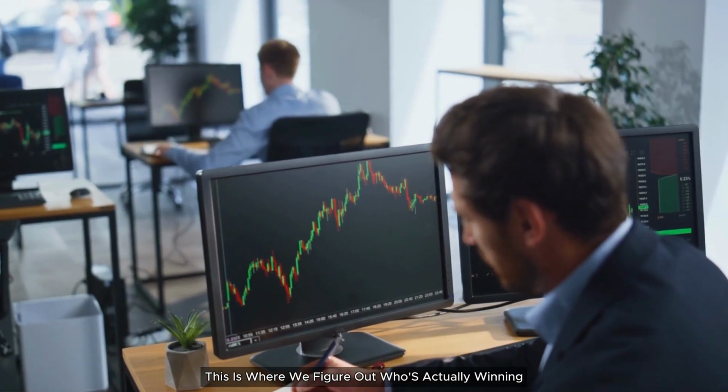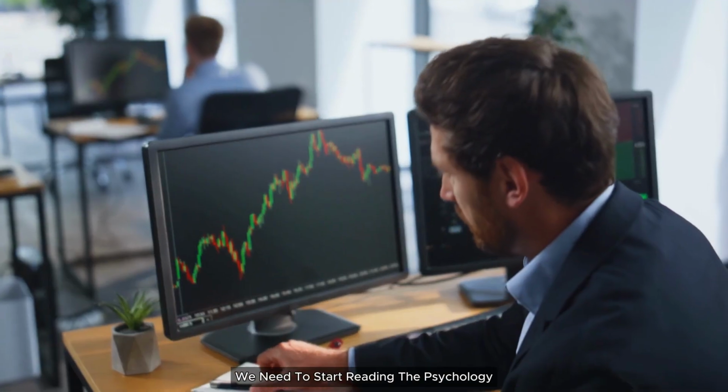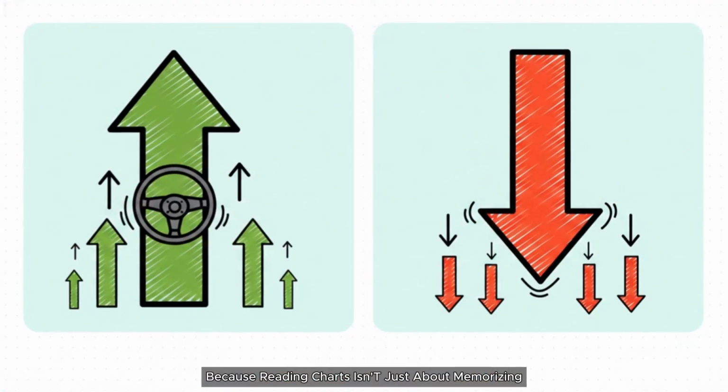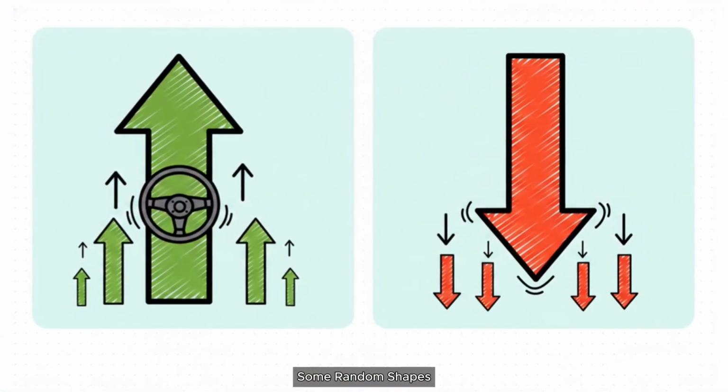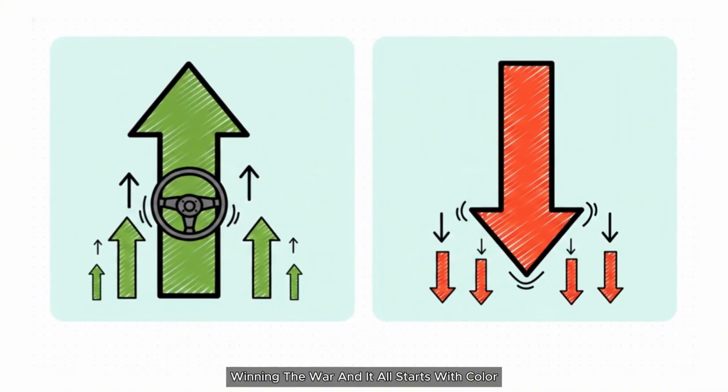Moving on to section 2, the psychology behind the candle. This is where we figure out who's actually winning. Now that we recognize our basic alphabet, we need to start reading the psychology, because reading charts isn't just about memorizing some random shapes. It's about figuring out which side is currently winning the war. And it all starts with color.